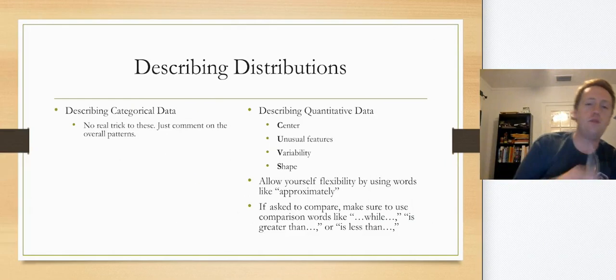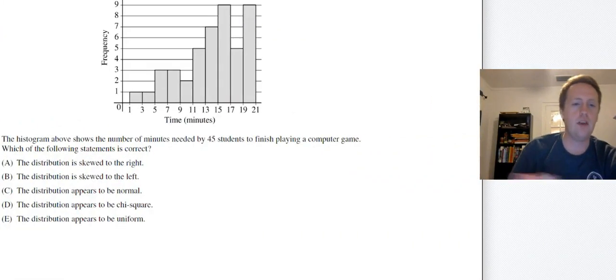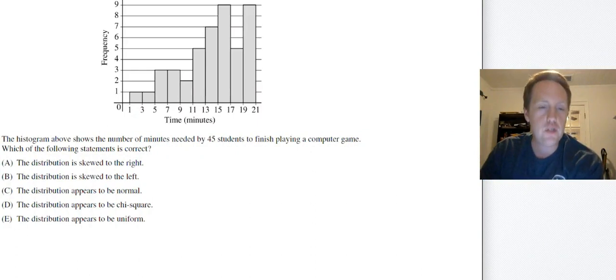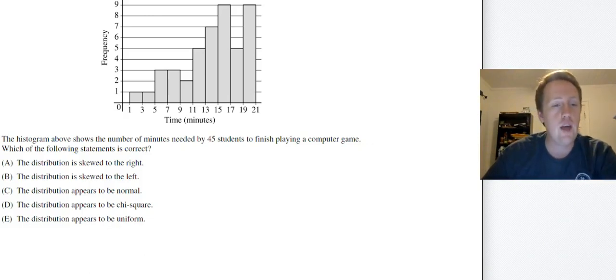All right, time to do some problems. The histogram above shows the number of minutes needed by 45 students to finish playing a computer game. Which of the following statements is correct? The distribution is skewed to the right. No, the tail's not on the right. The distribution is skewed to the left. I'd buy that. The distribution appears to be normal. No, not at all. The distribution appears to be chi-square.